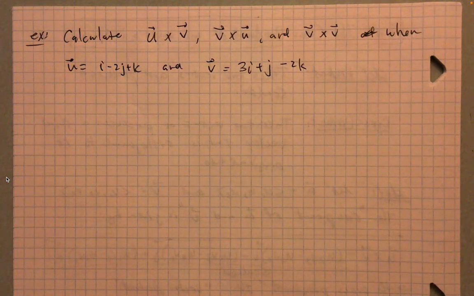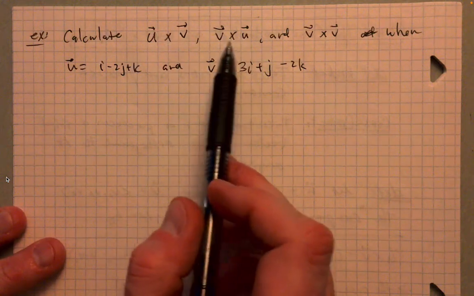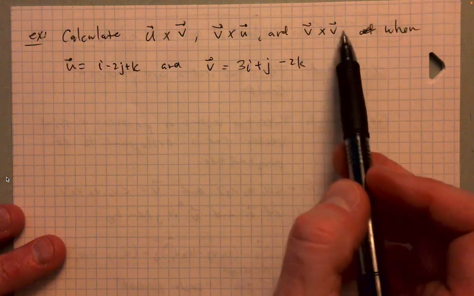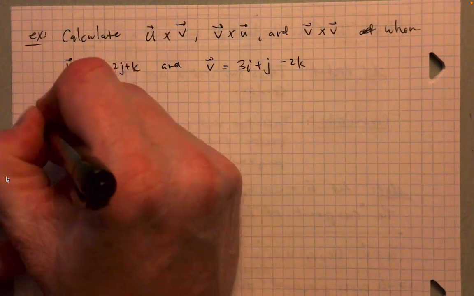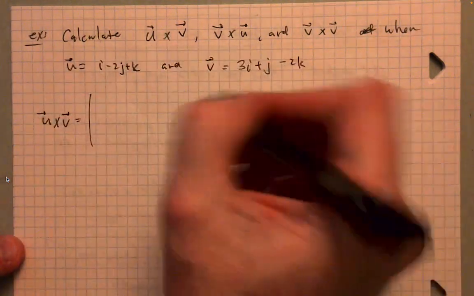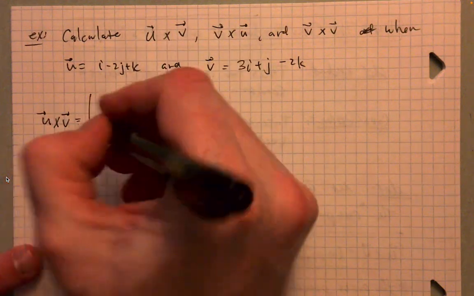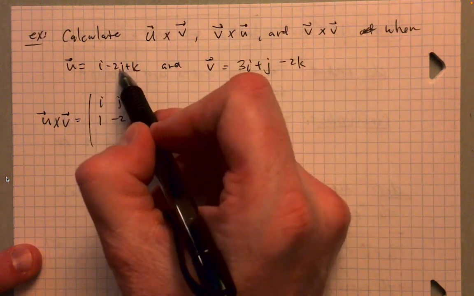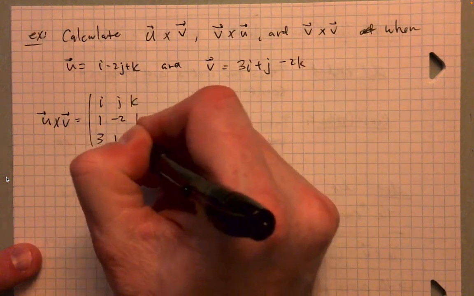I want to calculate three different cross products. So I've got u cross v, and then I just change the order, v cross u, and then v crossed with itself. All right, so we're just going to see what happens when we do some of these things. So let's start with u cross v. Right, and so just putting this into the matrix form, i, j, k, and then put the u second, so that's 1, negative 2, 1, just pulling that off of here. And then the v, which would be 3, 1, negative 2.